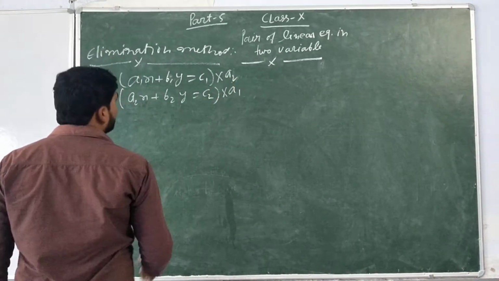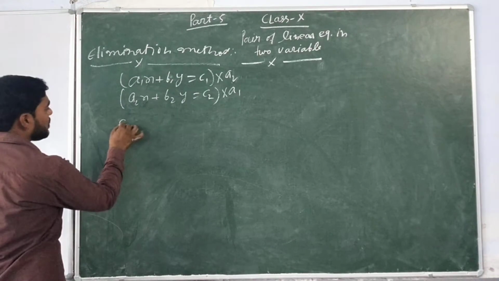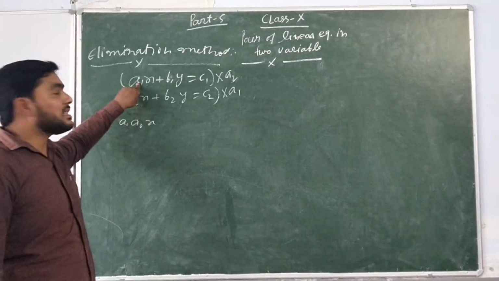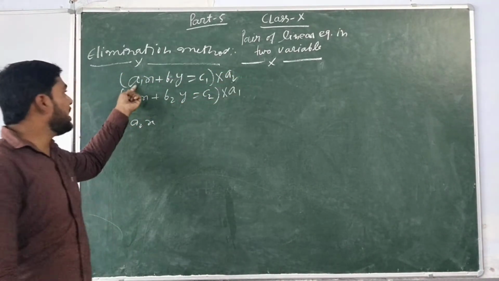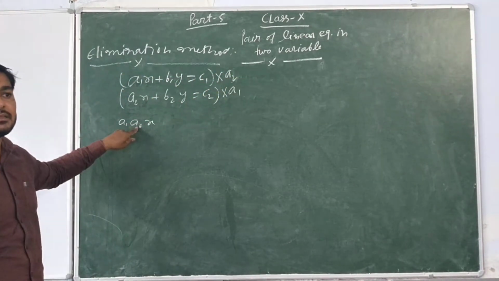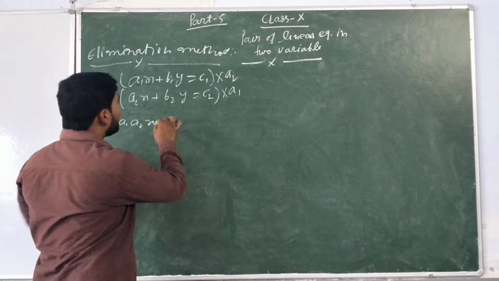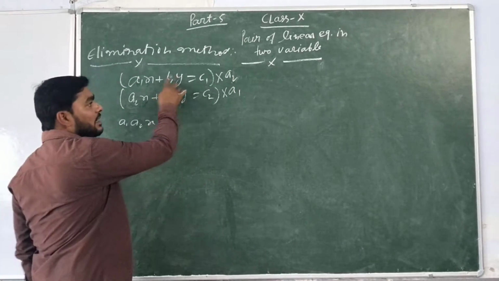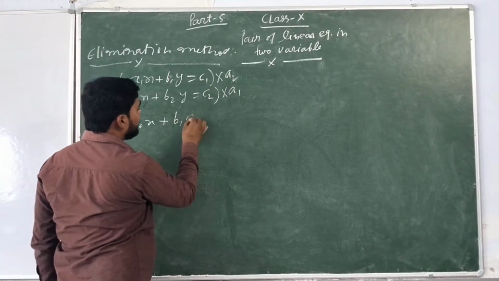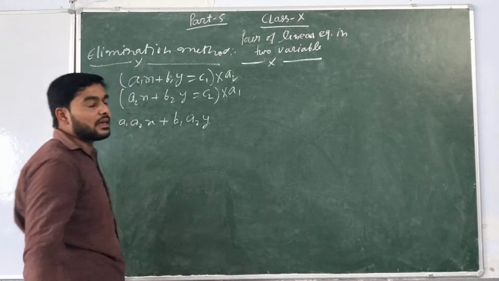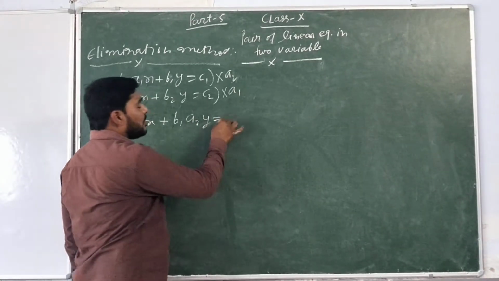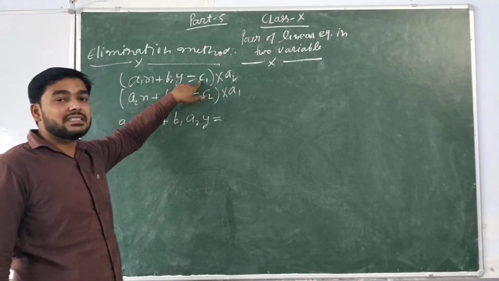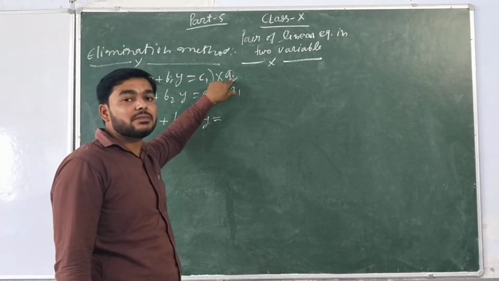Now multiply the first equation by a2. The first term a1 x multiplied by a2 gives a1 a2 x. Plus, the second term multiplied by a2 gives b1 a2 y, equal to, and the constant term c1 multiplied by a2 gives c1 a2.